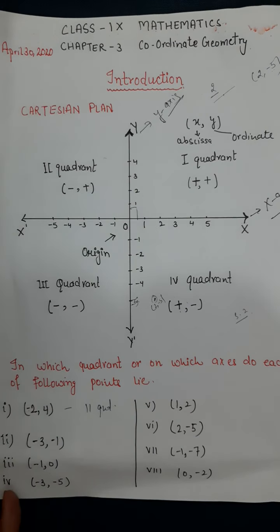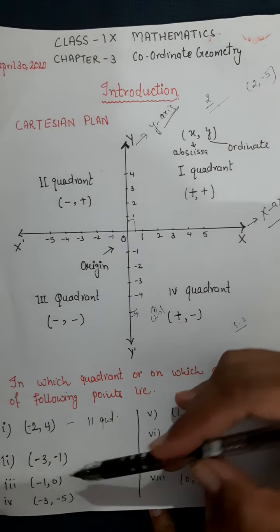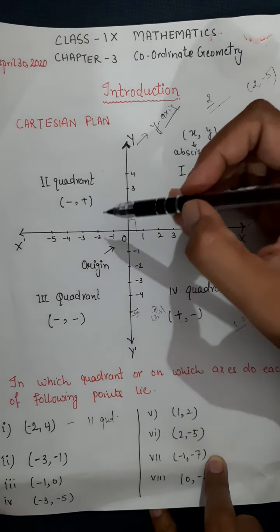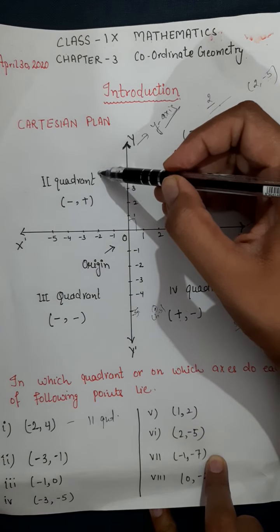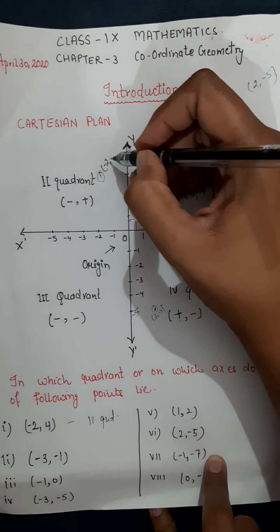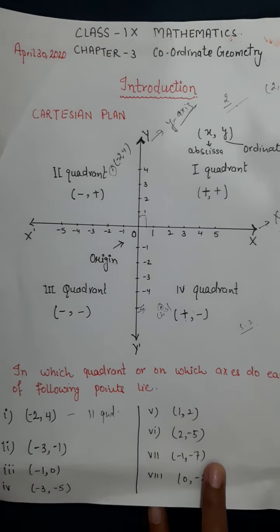If you are asked to plot the point, in some questions you have to locate the points. So the location will be -2 here and 4 this side. -2 and 4, it will be here. So you have to write it in the bracket. You have represented -2 and 4.